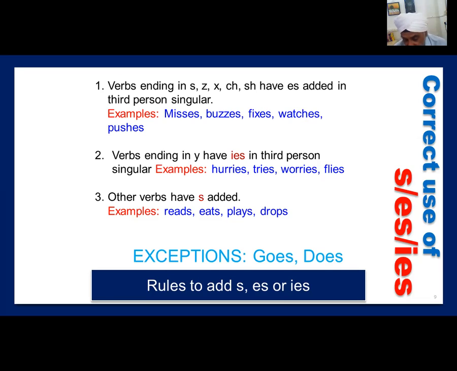When the last alphabet of the verb is Y, replace that Y with IES. Replace Y with IES. All other verbs have S added except these two exceptions. And which are the exceptions? Go and do.